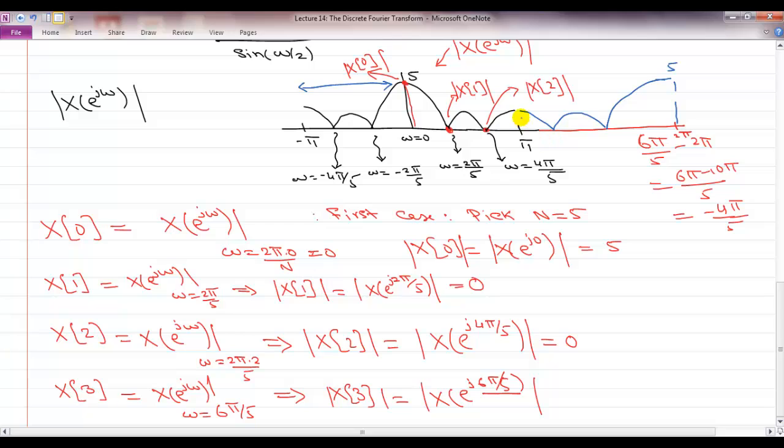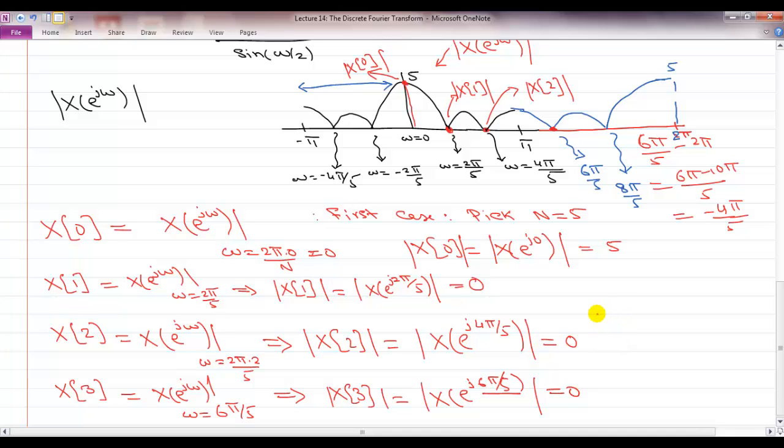So this is my replica: whatever is between pi and 2 pi is the same as whatever is between minus pi to 0. And what will this point be? This point is going to be 6 pi by 5, and this point is going to be 8 pi by 5. Right? So now I can easily see that X of e to the j 6 pi by 5 is also 0, which is the same as X of e to the j minus 4 pi over 5.